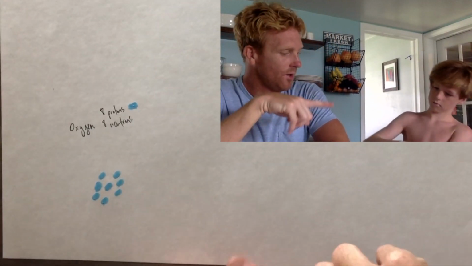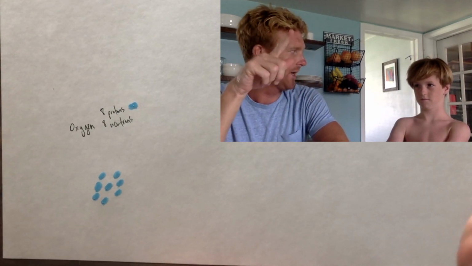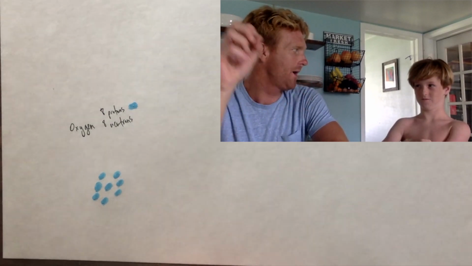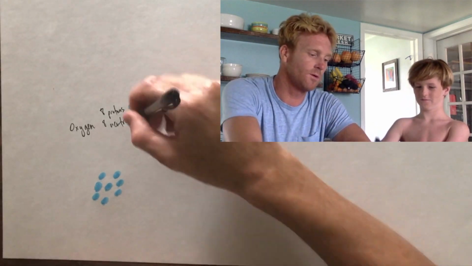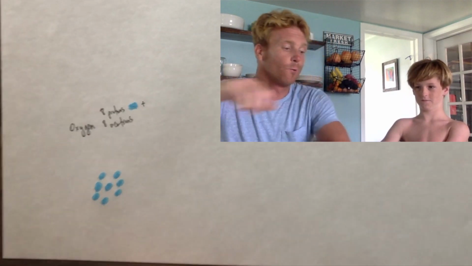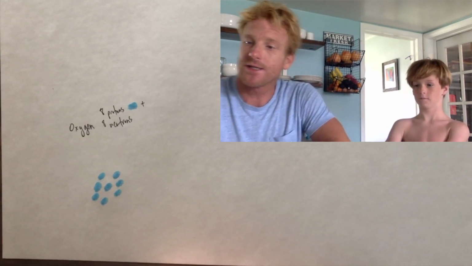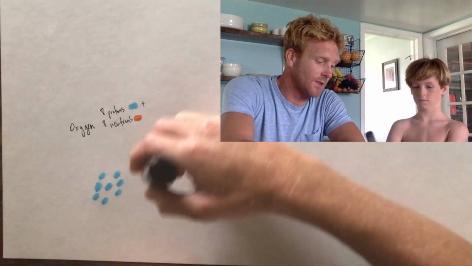Do you know what charge protons have? What electrical charge? Positive, negative, or neutral? With a name like proton, they might have a positive charge. You got it. So these protons are positive. Great. Now, neutrons, I'm going to draw these guys in orange. These neutrons are going to be like this.